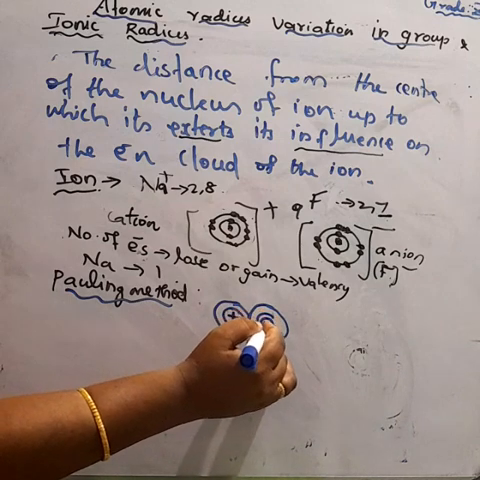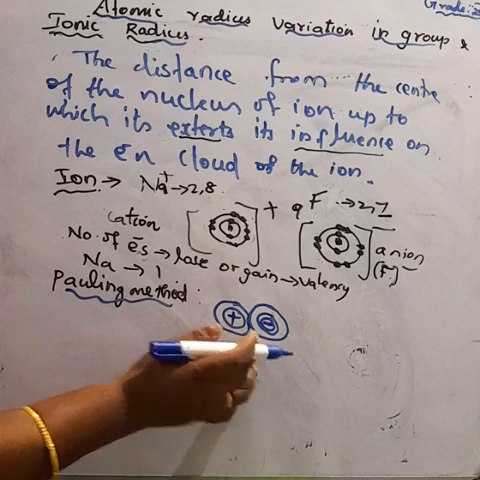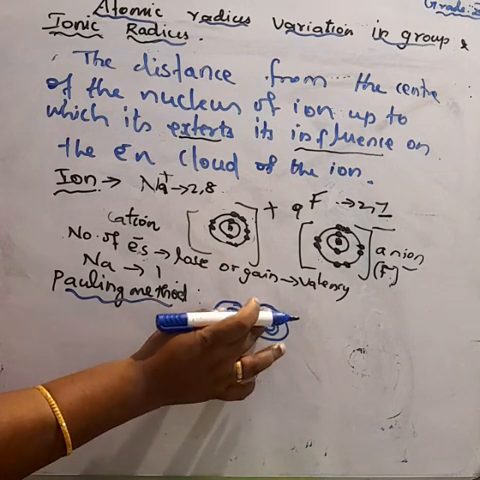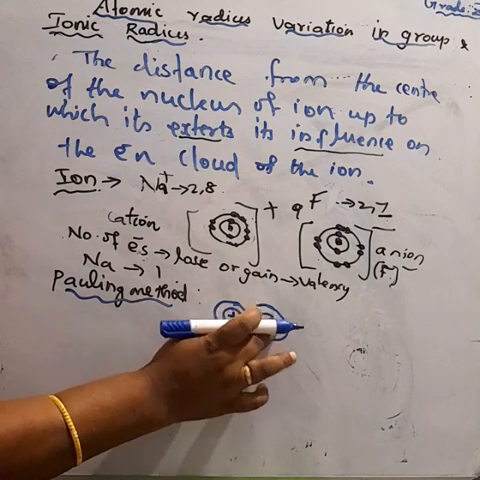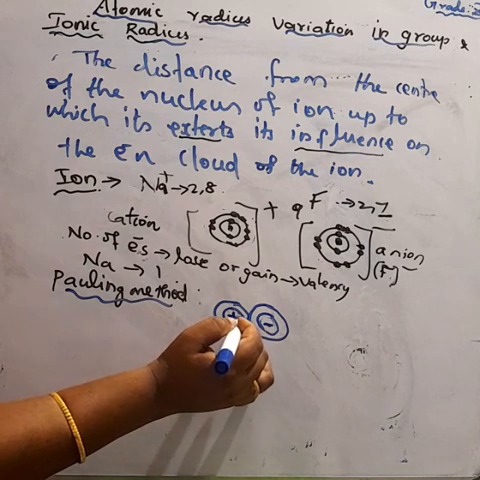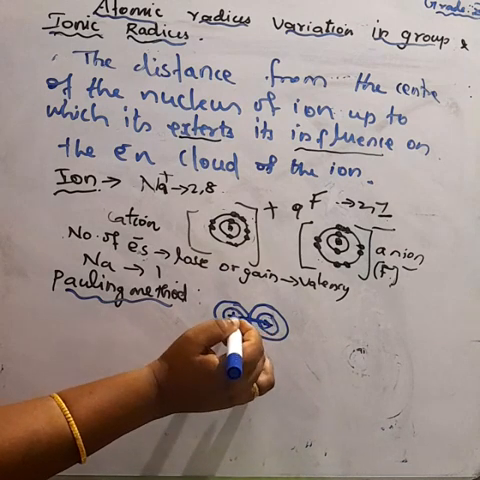Okay, here the sodium atom loses 1 electron, so that electron is accepted by the chlorine atom. Here the ionic bond is formed. So what is ionic radius here? The distance between the centers of the nuclei of two ions. That is called ionic radius.